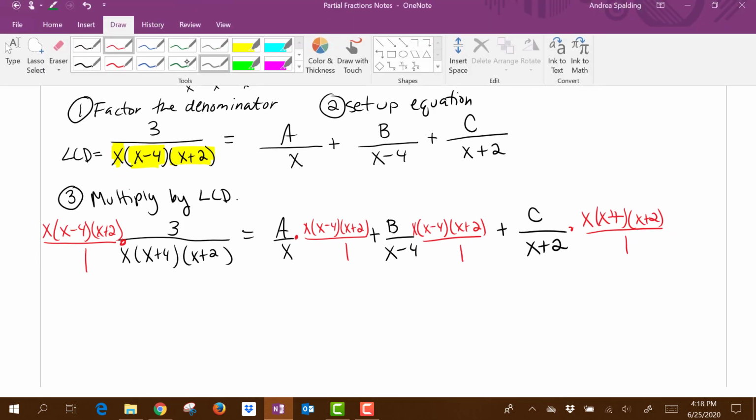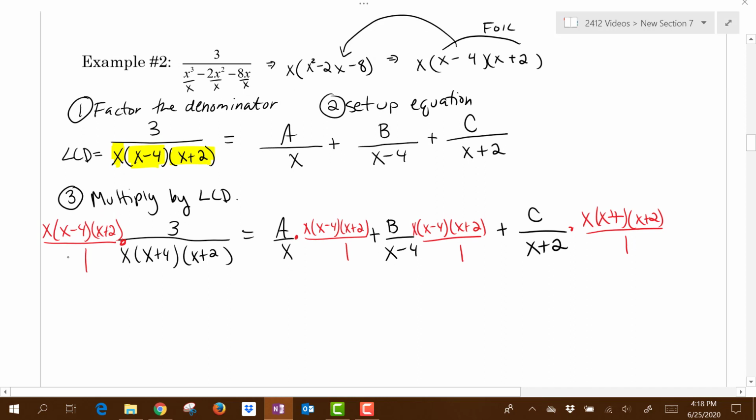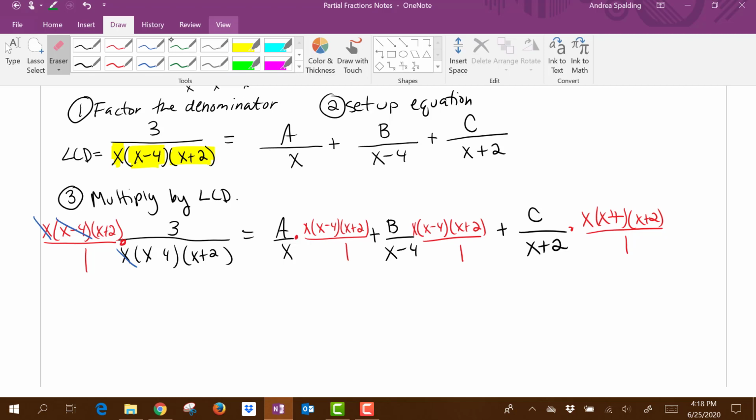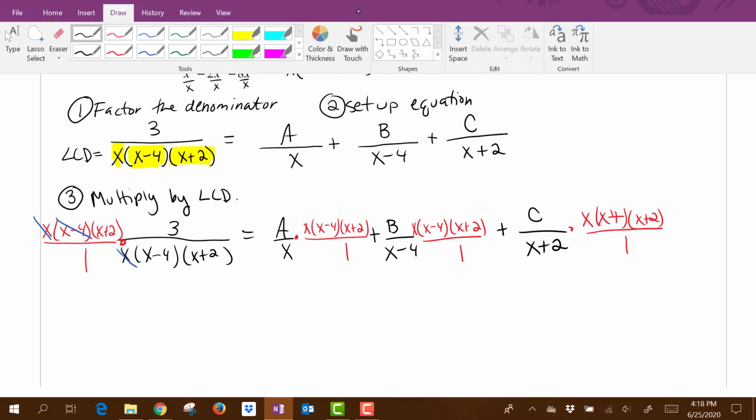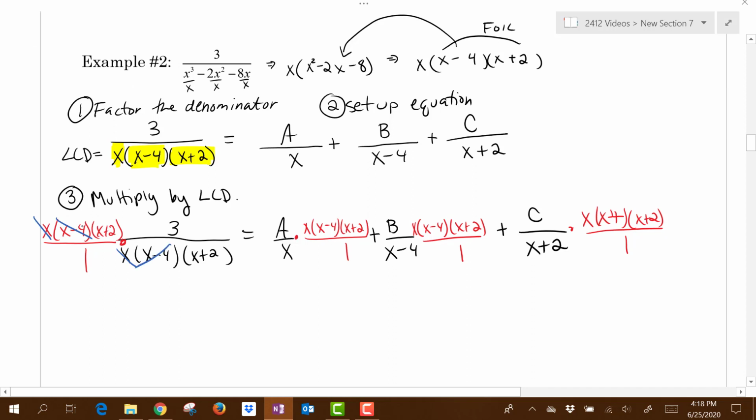Alright, now if we've done that correctly, then all of our denominators should cancel out. So the x's cancel, x minus 4's cancel. I copied that down wrong. Let's go ahead and fix that. It should be x minus 4 here. There we go. So those should cancel. The x plus 2's cancel, and I'm left with just 3.